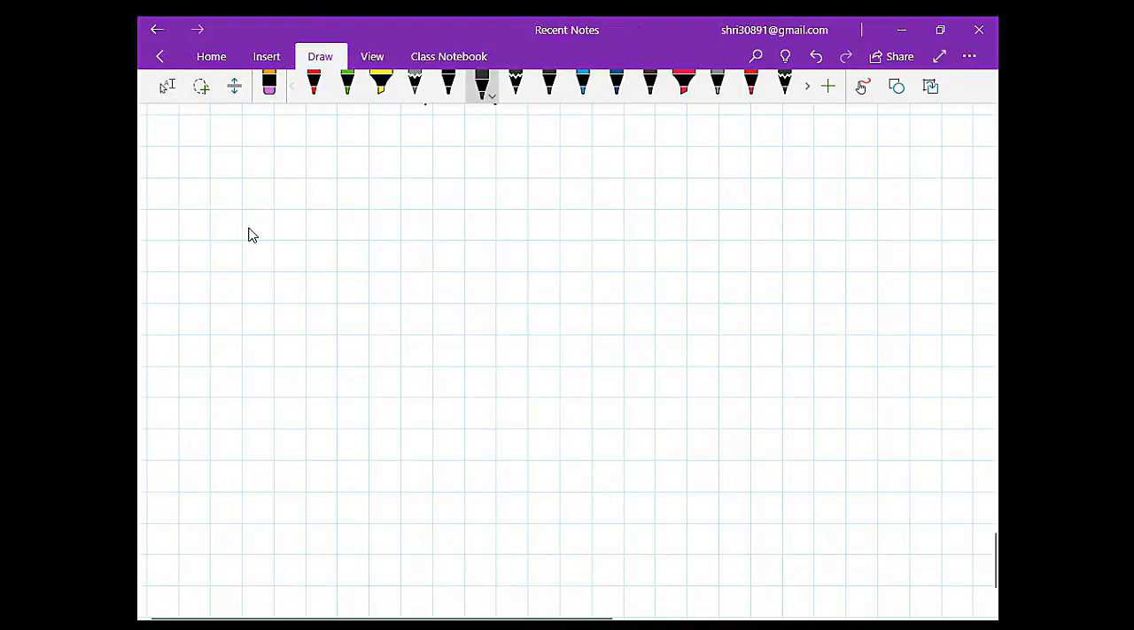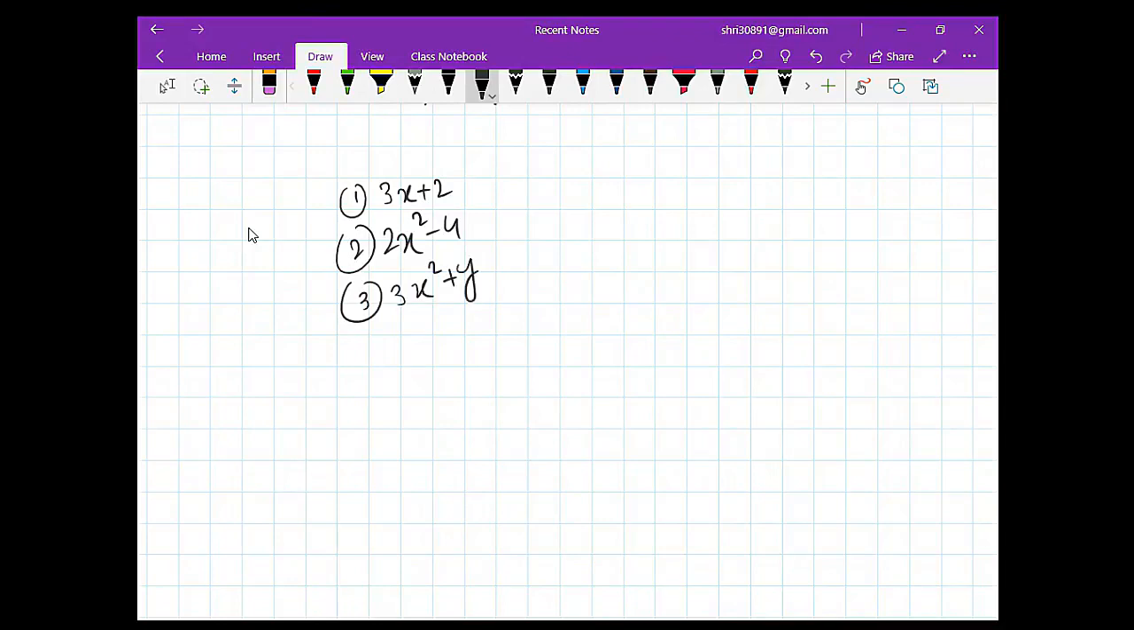See, 3x plus 2, 2x square minus 4, 3x square plus y, 4, 1, 5. In which one is the linear equation? Simply, the question is which one is a linear equation? Observe here. Here it is power 2, so you have to eliminate this one. Here also the power of x is 2. You have to cancel it.